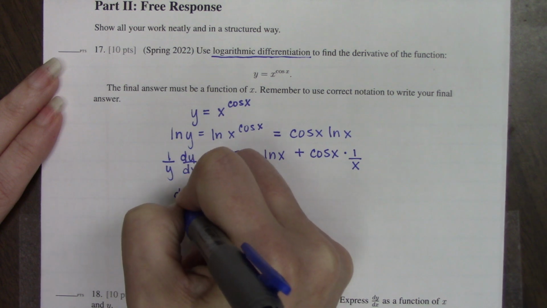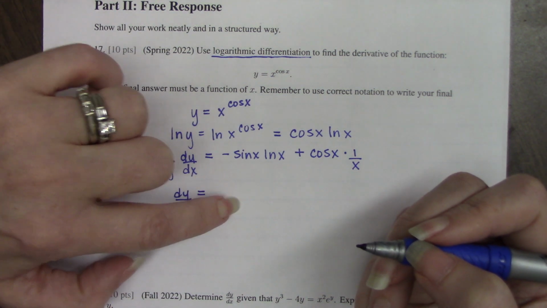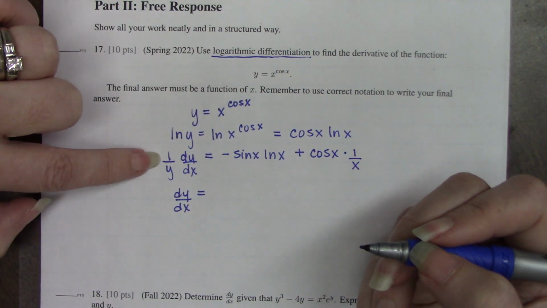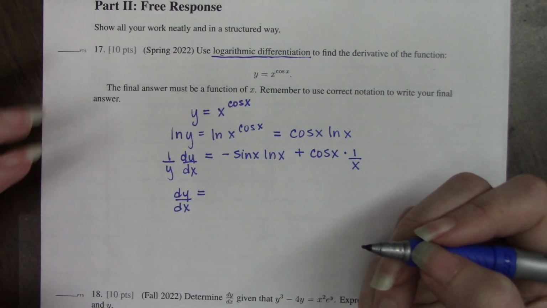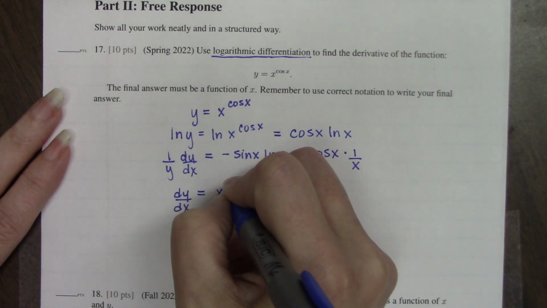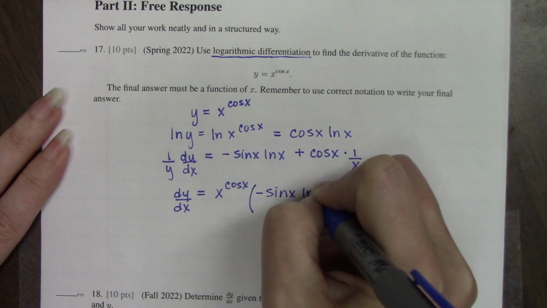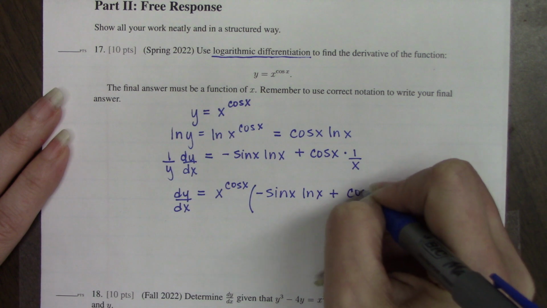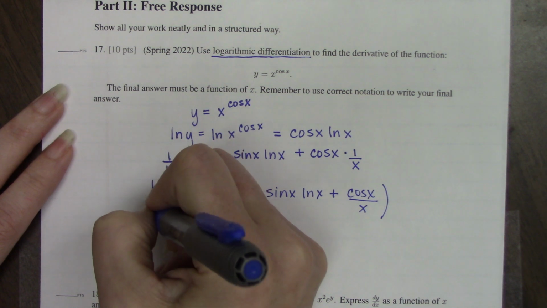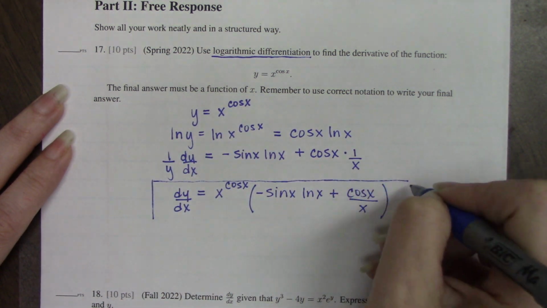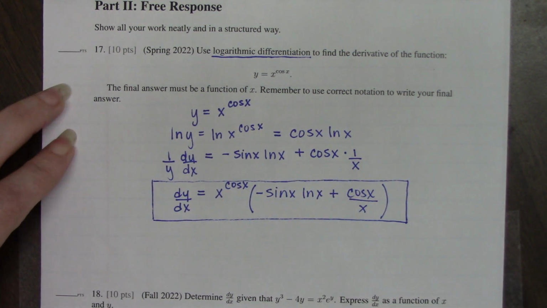Solve for dy dx. So we solve it by just multiplying both sides by y. You can write that whole step out, but you can also, as you move the y over, replace y with what it is in terms of x, because that's what our final answer needs to be. So y is x to the cosine of x times natural log of x plus cosine of x over x. And on these, we're told to put a box around our final answer, so just make sure we're following the instructions, and that would be the response.